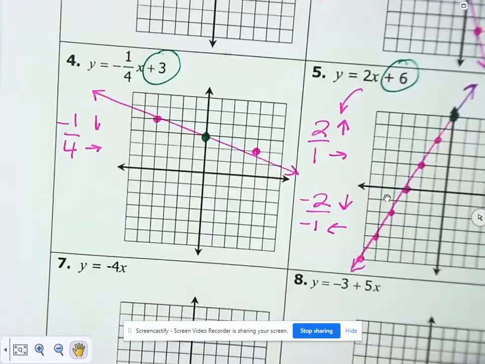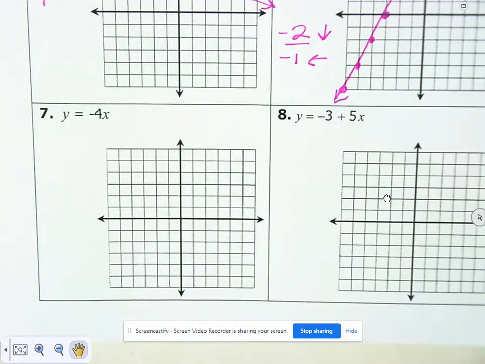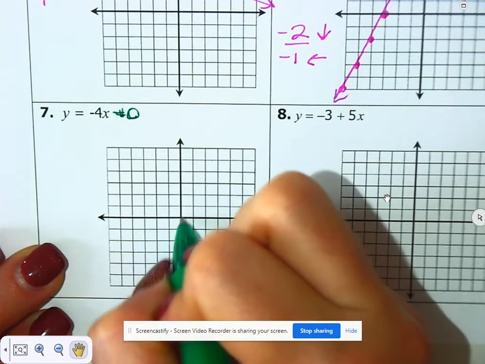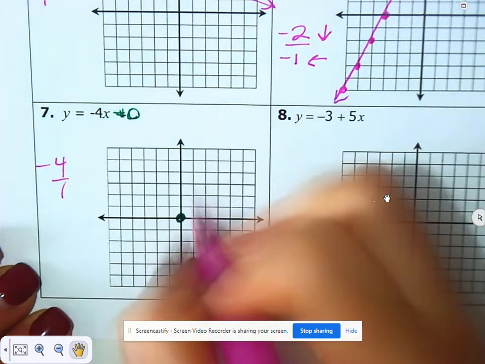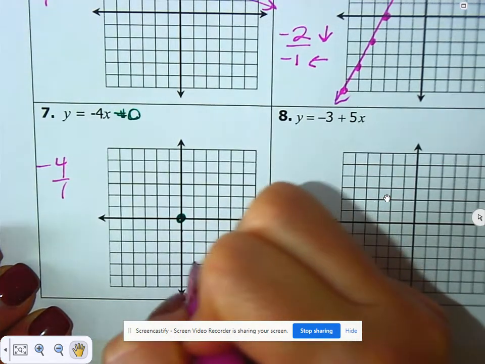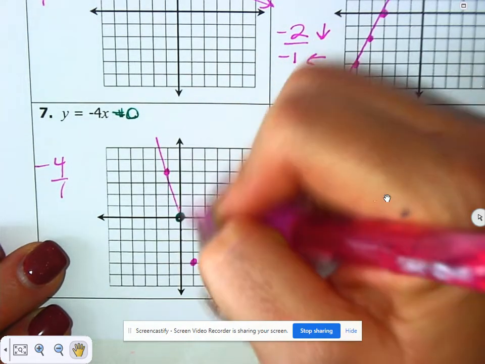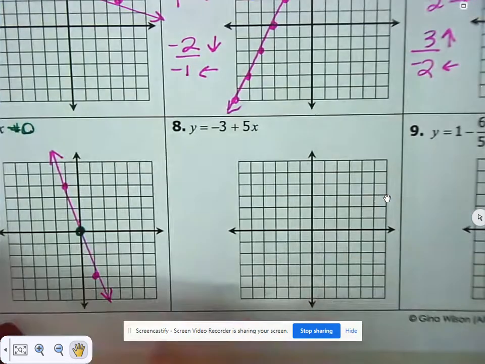All right, number 7. Okay, so here we don't have a y. Well, we do, but it's not written, so that's a 0. So we're going to start at 0, and then we're going to go down 4 and right 1, or up 4 and left 1. Remember, as many points as you can is what we want on our line.